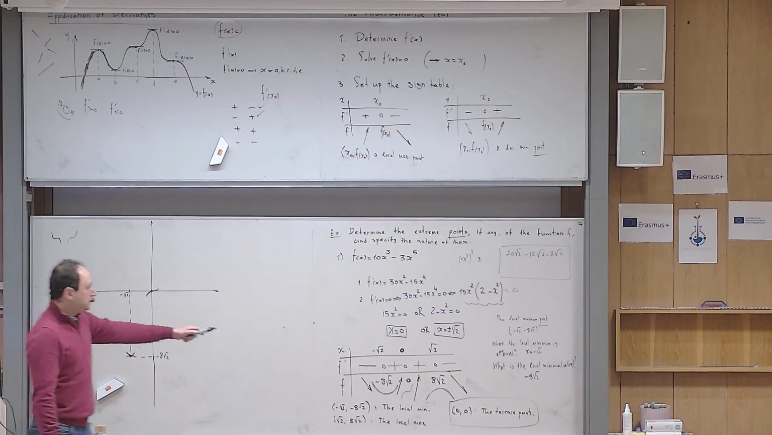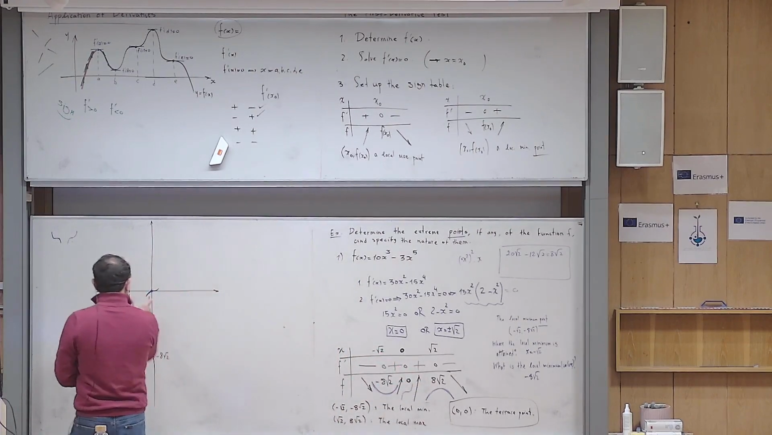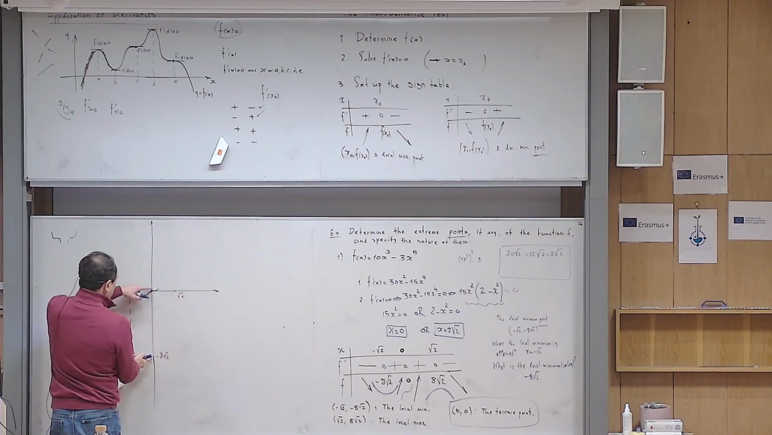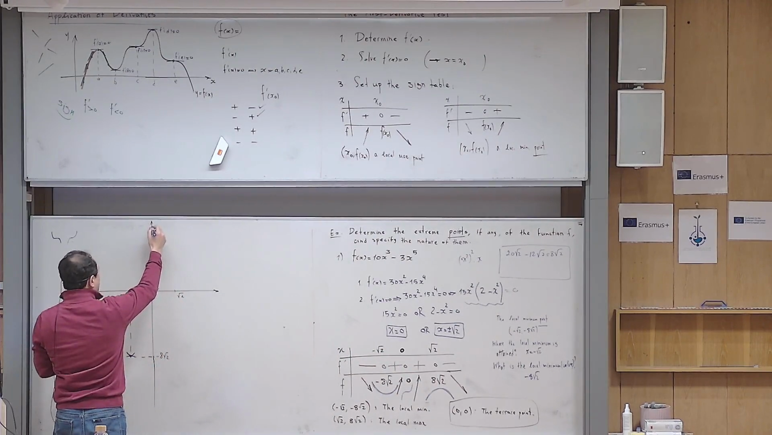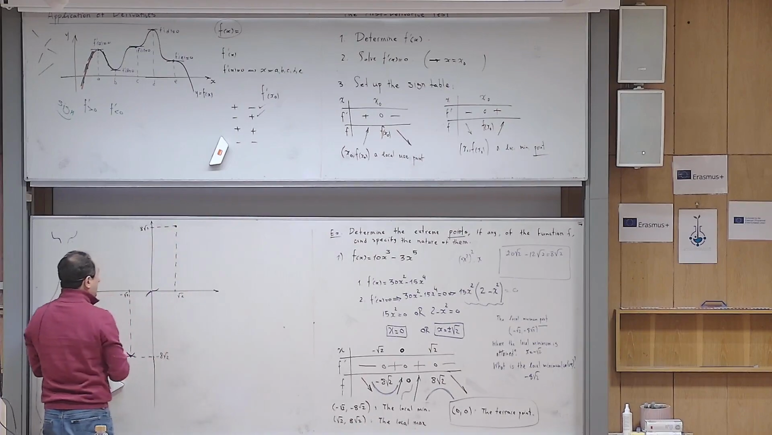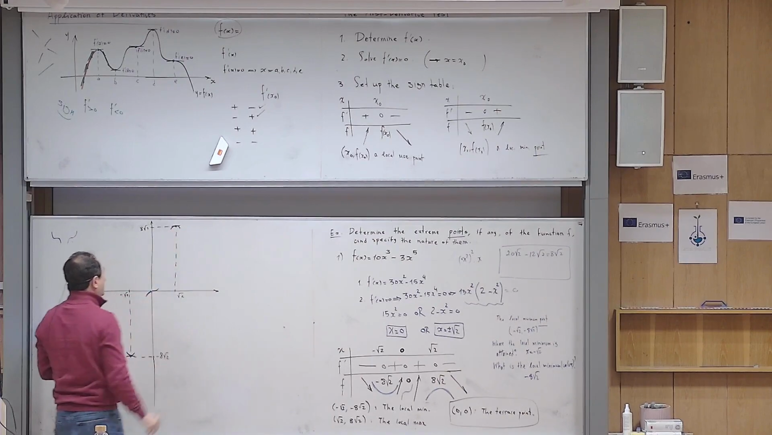And then you also have this local maximum point. The local maximum point is square root of 2, and then 8 square root of 2, let us say it is here. That is a local maximum point, so it means that around this point, the graph should look like that.